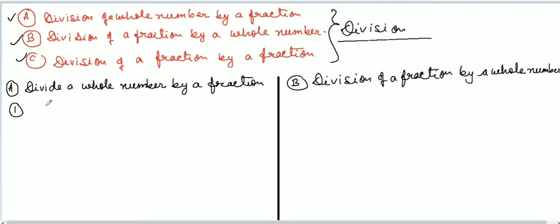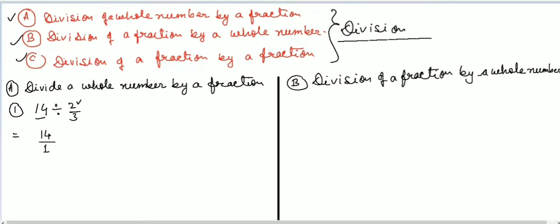So let's take the first question here: 14 divided by 2 over 3. As I have taken divide a whole number, 14 is a whole number, and I am going to divide 14 by 2 over 3. How to divide this one? So take 14 and just write down over 1. So make this whole number a fraction.